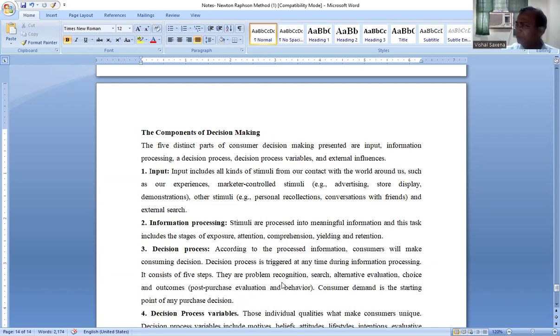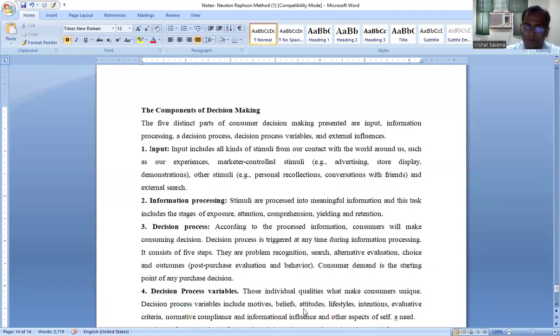First one is the recognition of the problem. Second is searching. Third is alternative evaluation. Fourth and fifth is choice and outcomes. And consumer demand is the starting point of the purchase decision, because we can understand that consumer demand can be taken as the initial point of any purchase decision process.